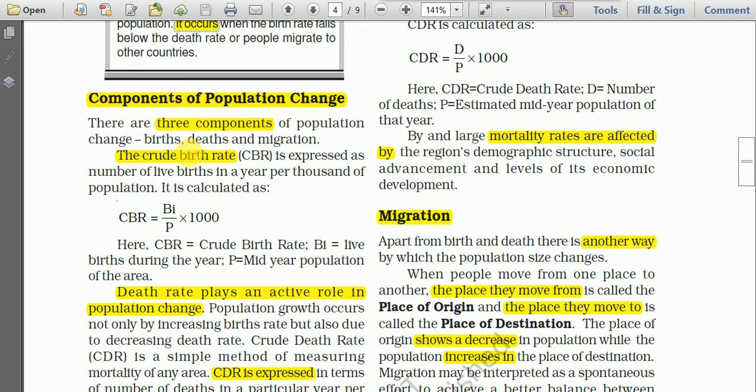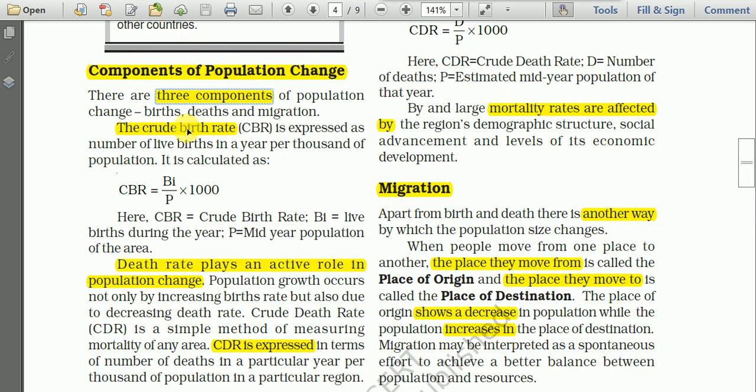Then next we have components of population change. Why has there been a change in the number of people? We have three components of population change: birth, death, and migration. So let us read. Crude birth rate is expressed as the number of live births in a year per thousand of population.